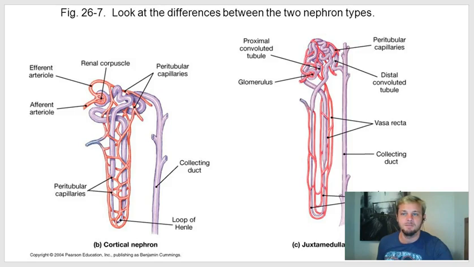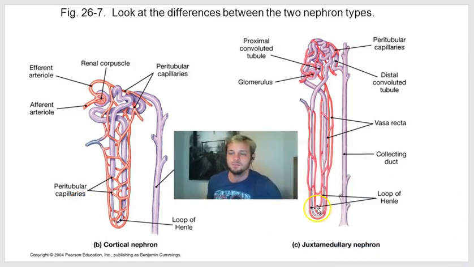So here again, we have two different nephron types. If you look, this is a cortical nephron with paratubular capillaries. This is your juxtamedullary nephron. And this one has the vasa recta on the loop of Henle. So, cortical nephron, where do you expect to find that? Probably in the cortex of the kidney. Juxtamedullary, where do you expect to find that one?